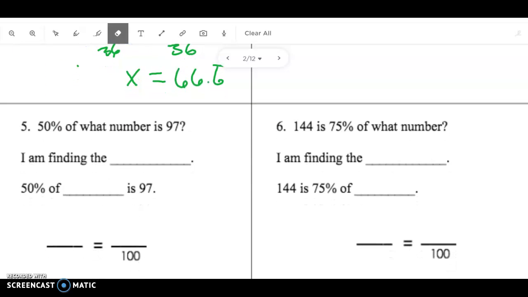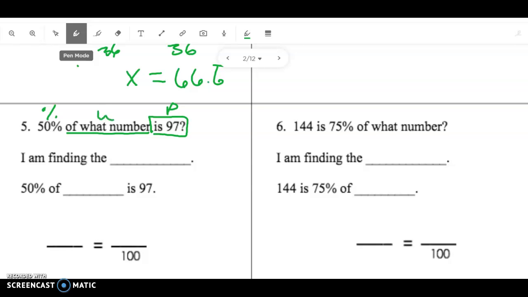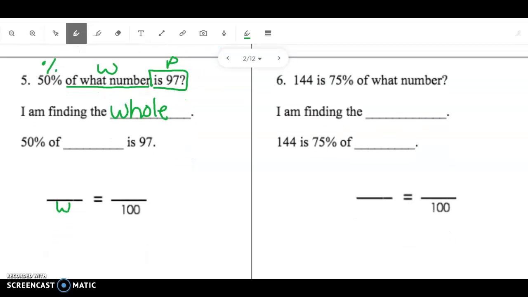Okay. We'll do one more together. 50% of what number is 97? So let's look for our keywords. We've got our percent. Oops, got an eraser. We've got our percent of what number, and here's our "is." So here's our part. There's our percent, so we're missing the whole number. So I am finding the whole number. Since whole number goes on the bottom, I'm going to put a W down here. And then I want to put 50%. That would go there. And 97 is the part.